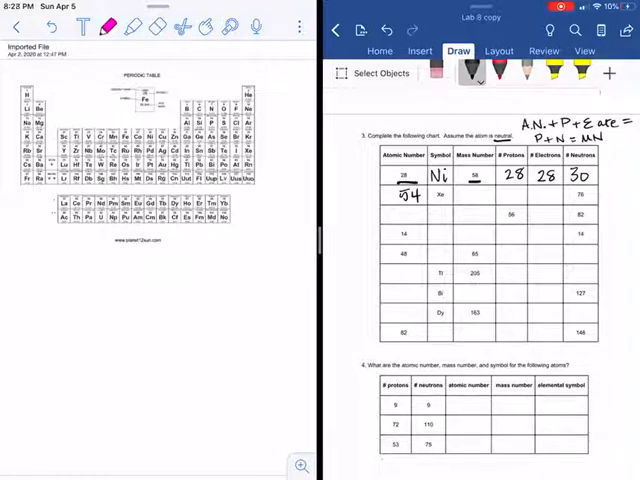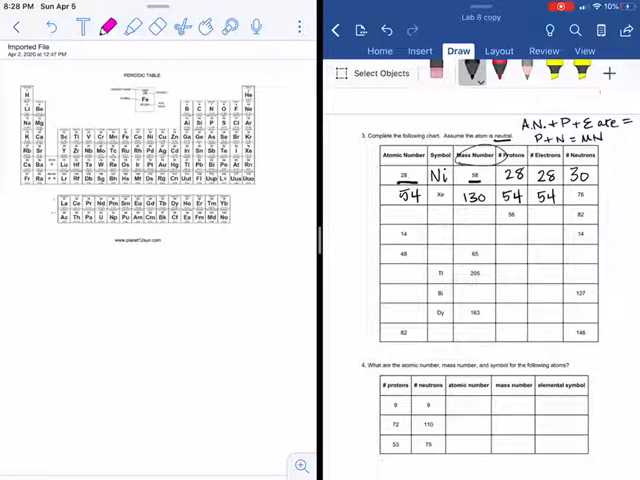That means it has how many protons? Well, if its atomic number is 54, then it has 54 protons. And that also means it has 54 electrons. Now, in order to find the mass number, you take the protons plus the neutrons. So 54 plus 76, so 130.